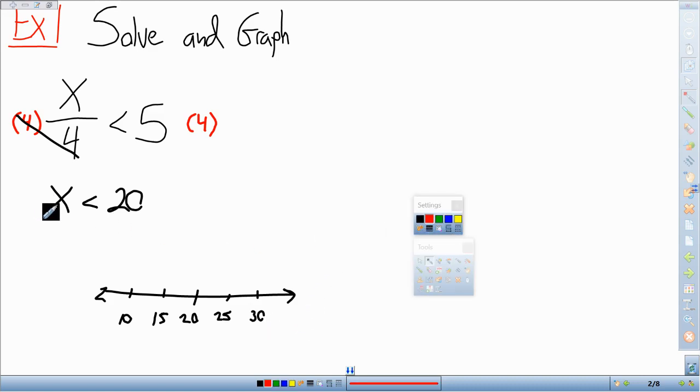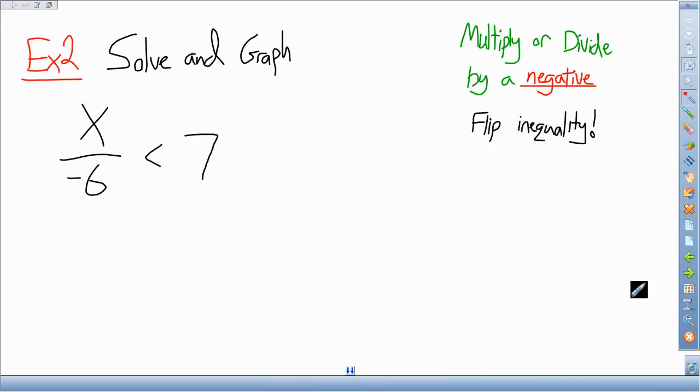Okay, so yeah, we have no equal to, so I know we have an open circle here. It's less than, and that means we're pointing to the left. So really not a lot different on this one. Let's try the next one.